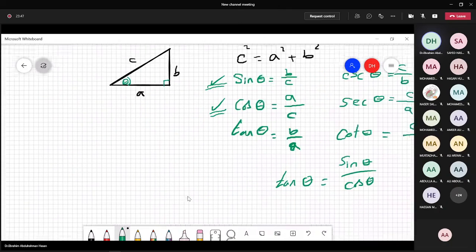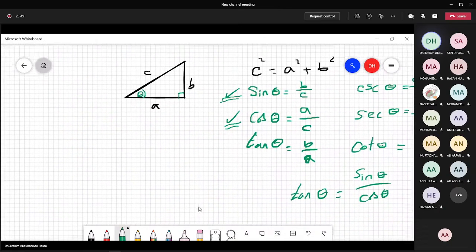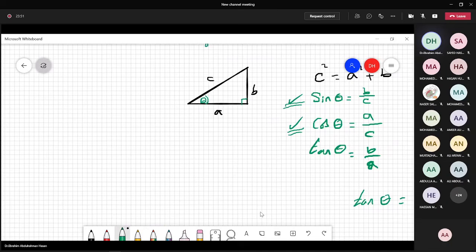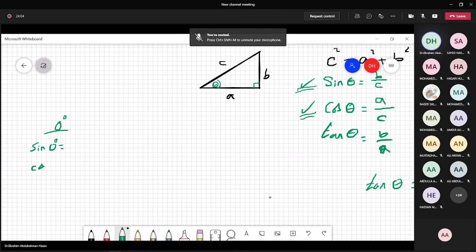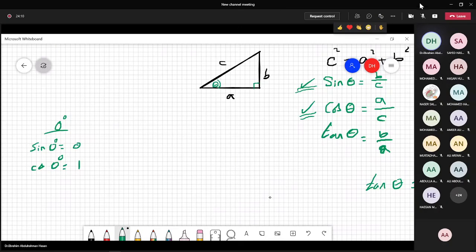Okay, sometimes for shortcuts, we have some angles that you should remember well. Angle 0. What is sine of 0, without a calculator? And cosine 0? Sine 0 is 0, cosine 0 is 1.